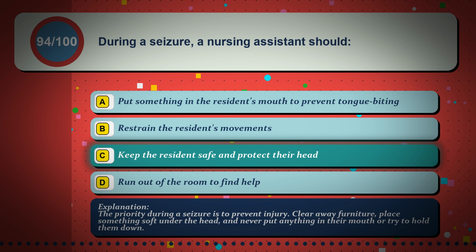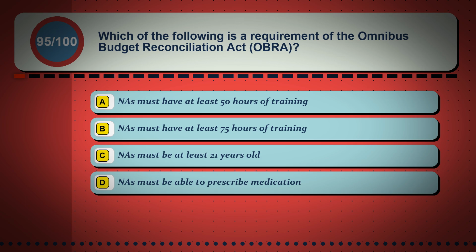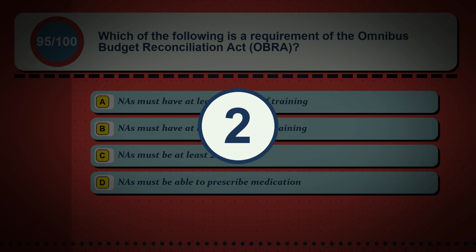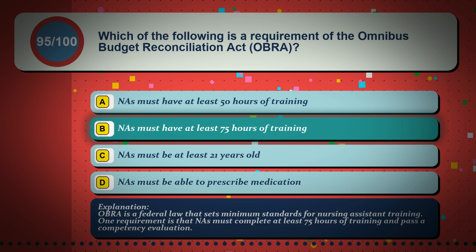Question 95. Which of the following is a requirement of the Omnibus Budget Reconciliation Act, OBRA? Option A, NAs must have at least 50 hours of training. Option B, NAs must have at least 75 hours of training. Option C, NAs must be at least 21 years old. Option D, NAs must be able to prescribe medication. The correct answer is option B, NAs must have at least 75 hours of training. OBRA is a federal law that sets minimum standards for nursing assistant training. One requirement is that NAs must complete at least 75 hours of training and pass a competency evaluation.